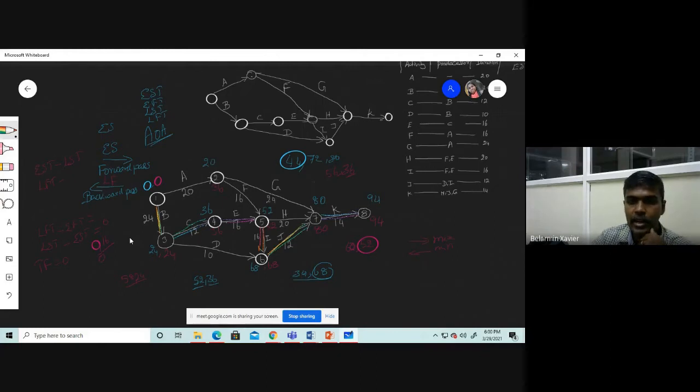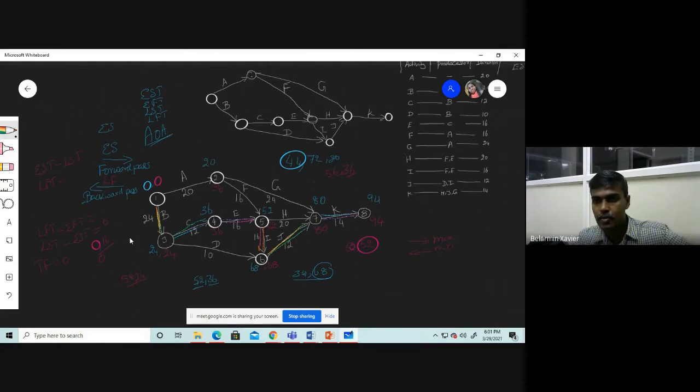Got it? So we connected all the possible links where the difference between the latest start and early start is 0, or we can connect the values which have the same time duration. We are trying to connect the link. So this particular link is known as critical activity.